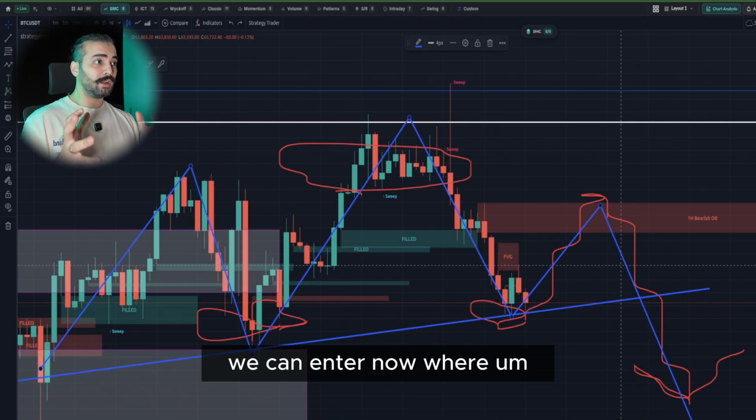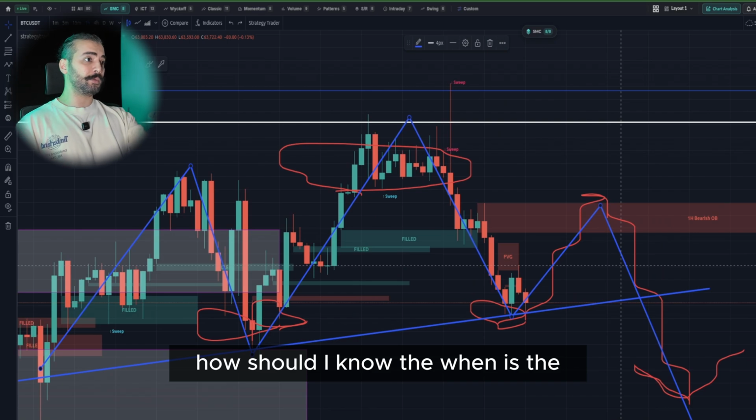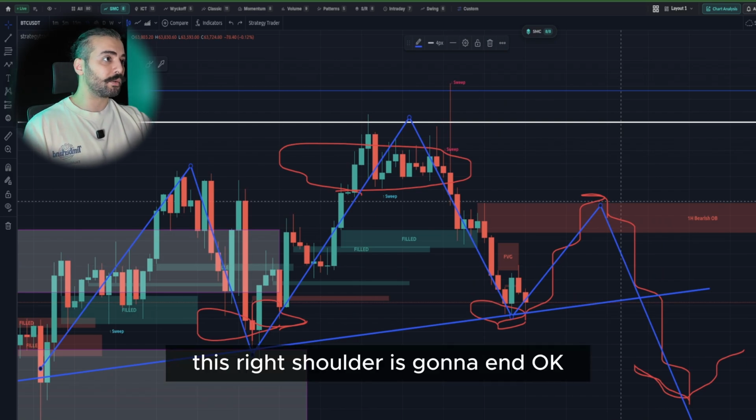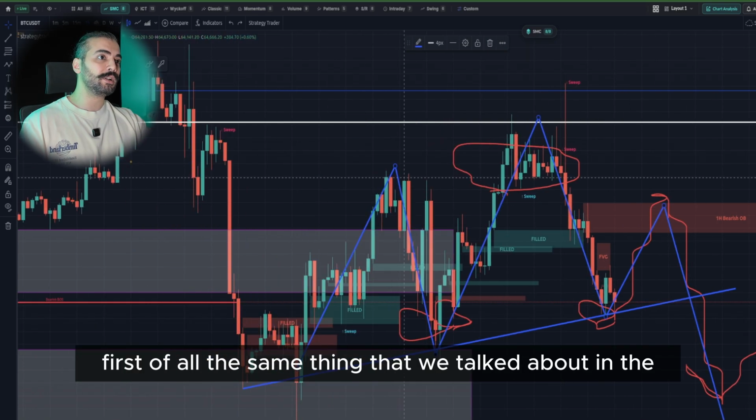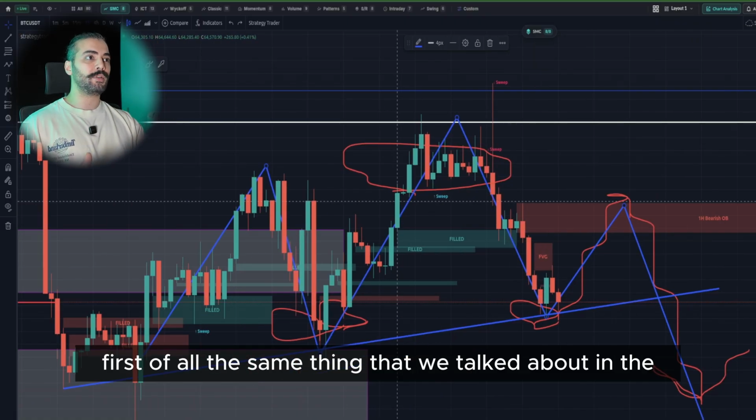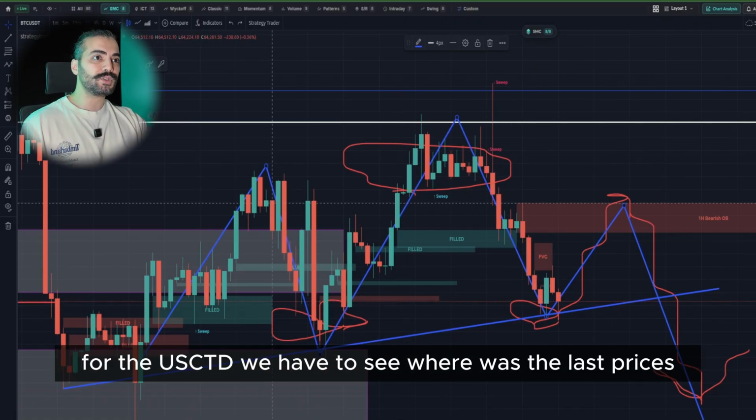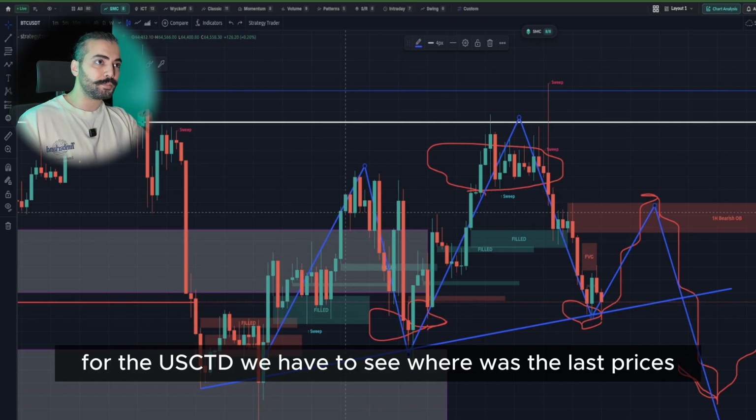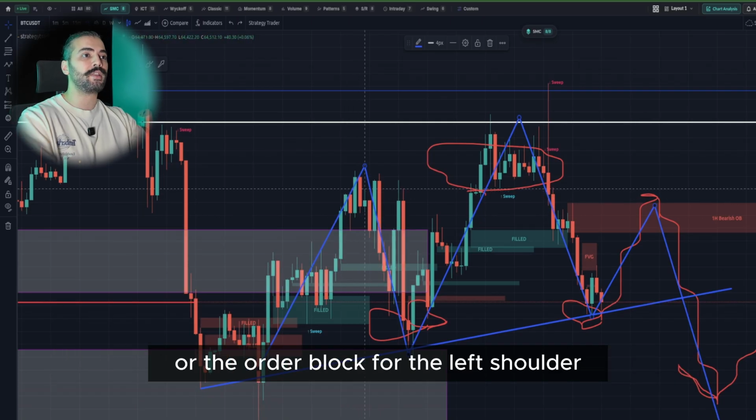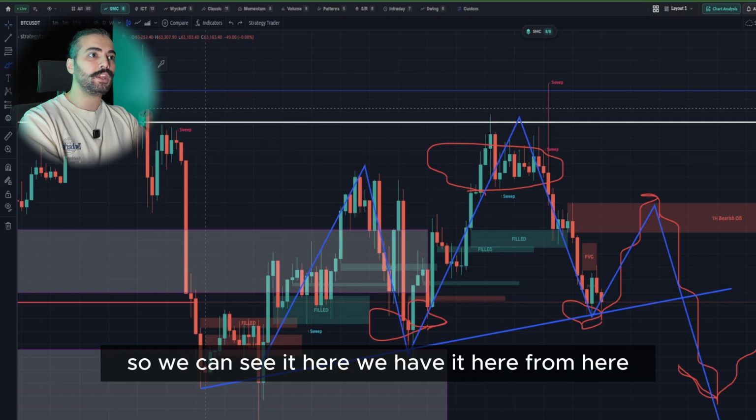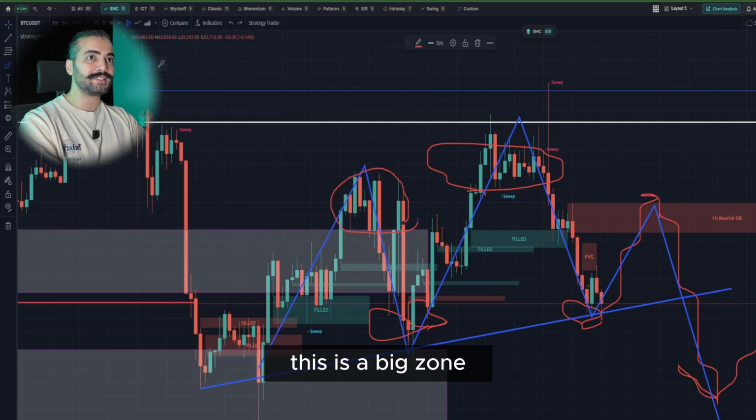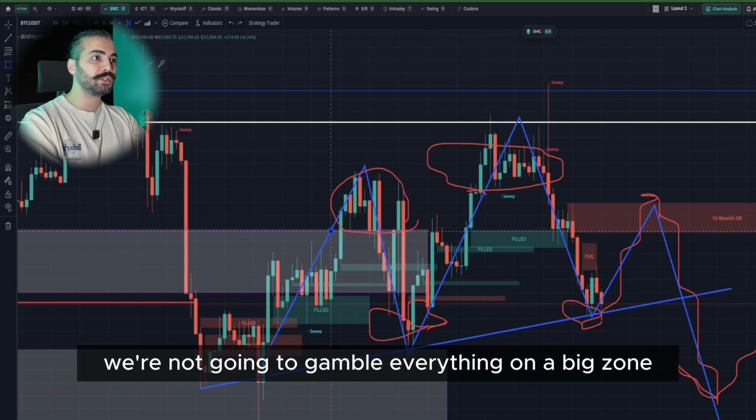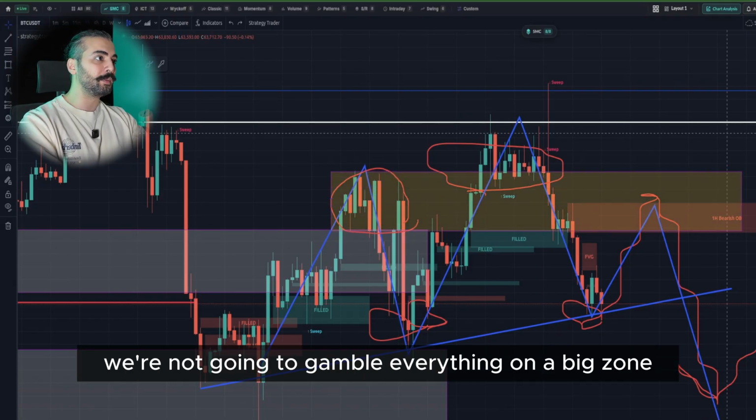Now, how should I know when this right shoulder is going to end? First of all, the same thing that we talked about for the USDT. We have to see where the last prices or the order block for the left shoulder was. So we can see it here, anywhere around here. This is a big zone. We're not going to gamble everything on a big zone.